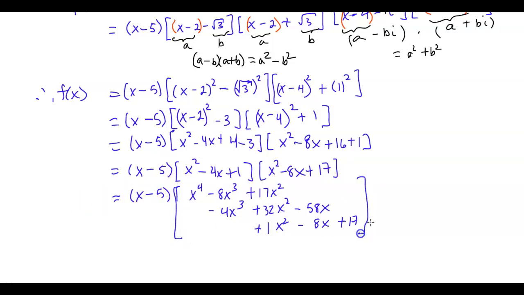Then we'll go ahead and add everything up. So this will be x raised to the 4 minus 12x cubed, 50x squared, 64x plus 17. Oh, that's 66x. Sorry about that.